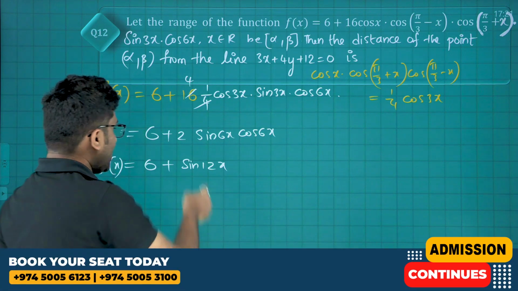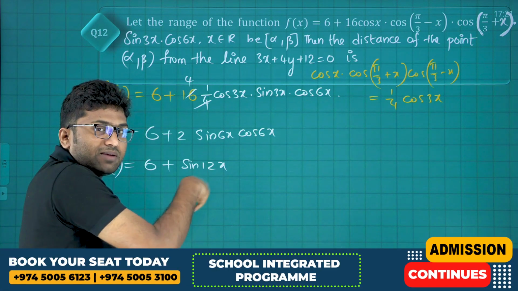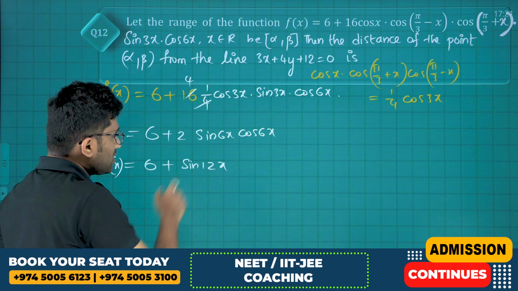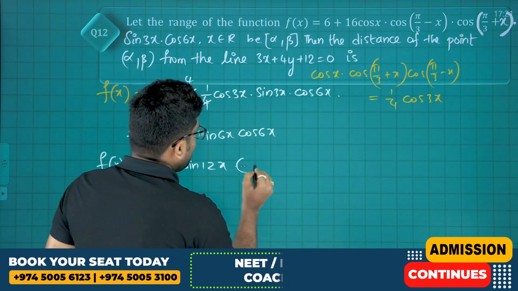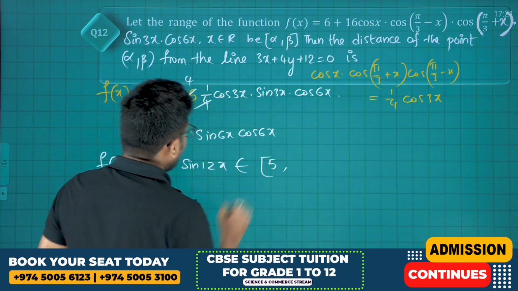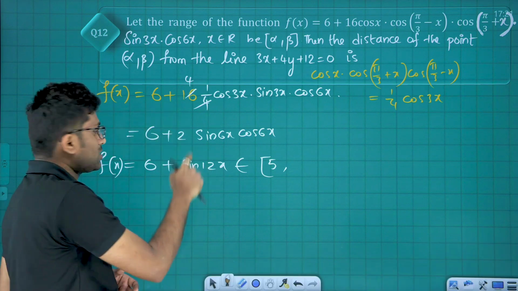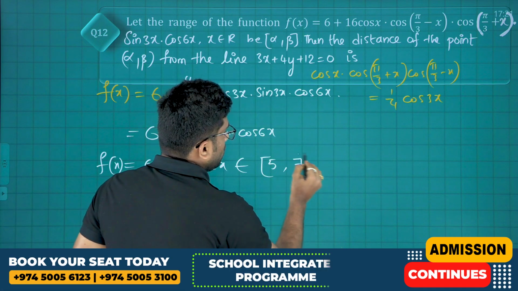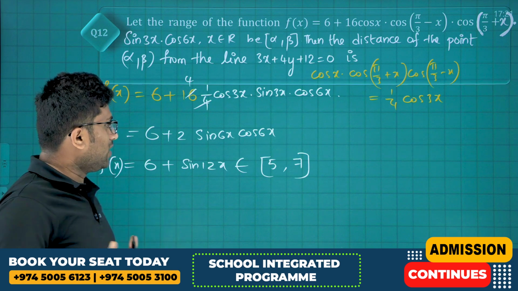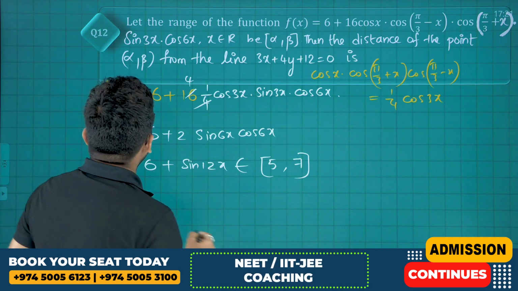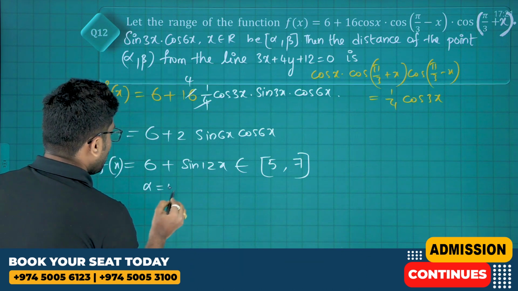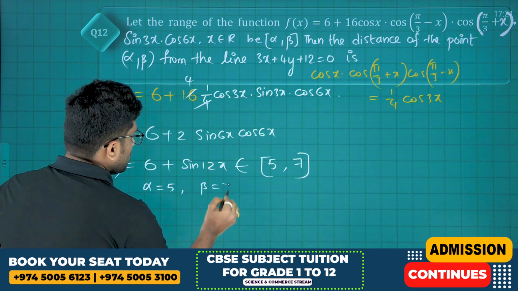Now what is the range of this? Range is clearly, sin theta minimum is minus 1, so 6 minus 1, so this always belongs to 5 up to the maximum of plus 1, so 6 plus 1 is 7. We have got minimum 5, maximum 7. That means clearly alpha is equal to 5, beta is equal to 7.